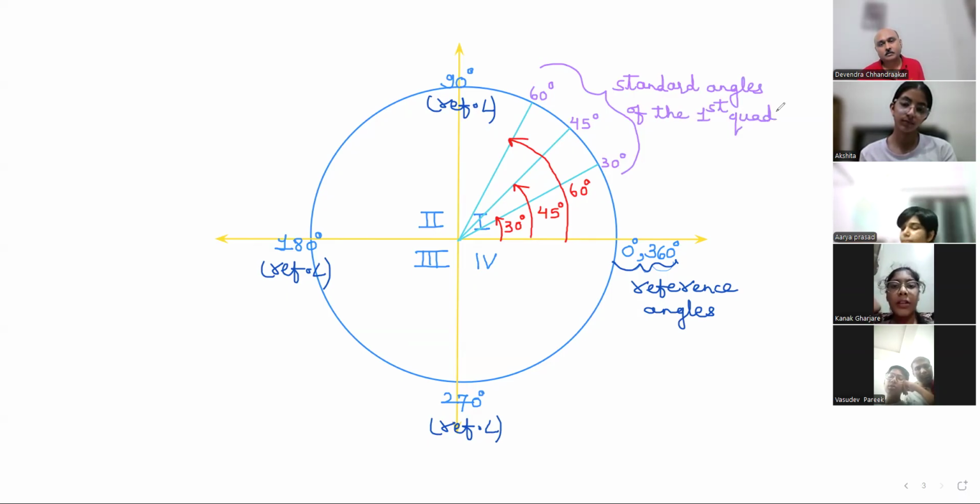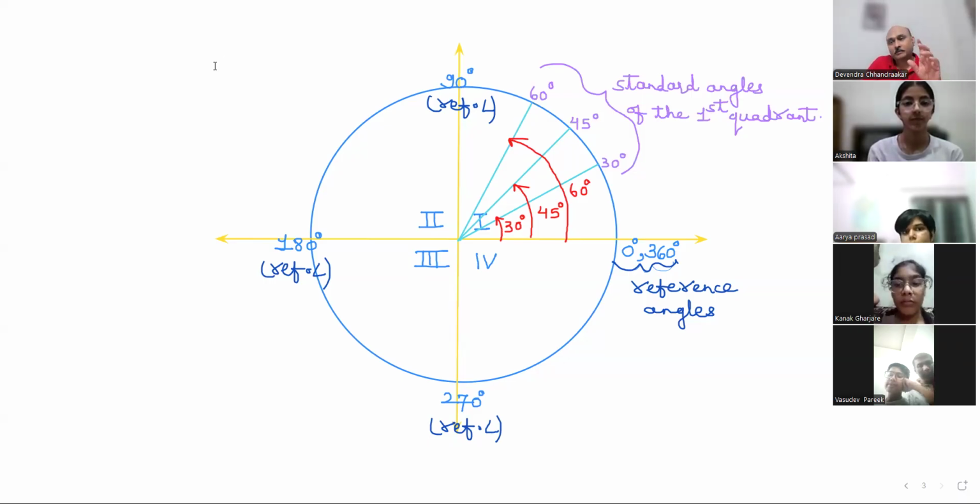Okay? I hope all of you understood this. Yes or no? This is just information which I am providing you. You are now aware about reference angles. You are now aware about standard angles. Okay? Now comes the next part. What about standard angles of other quadrants?